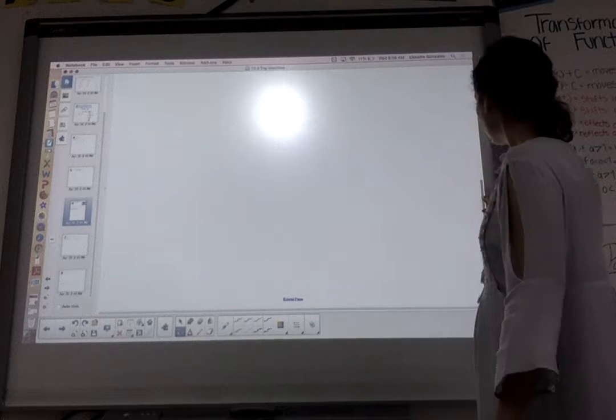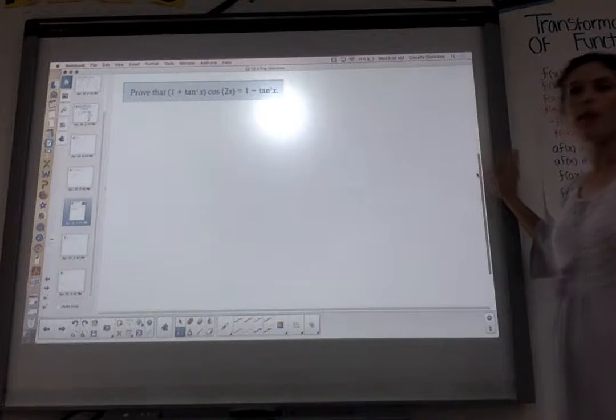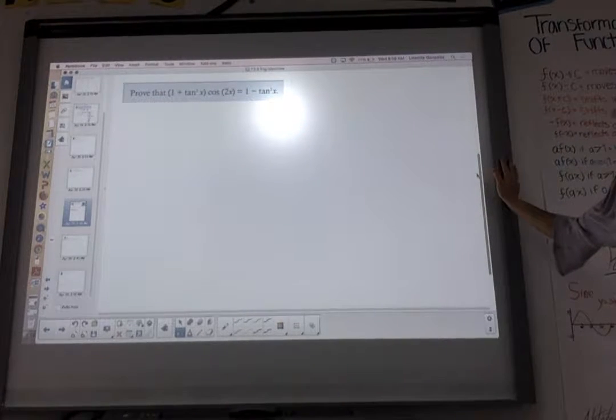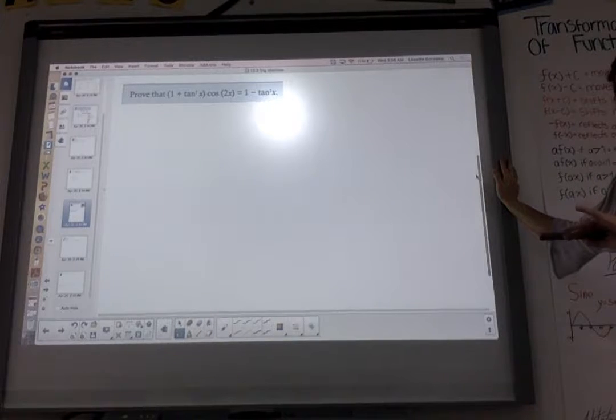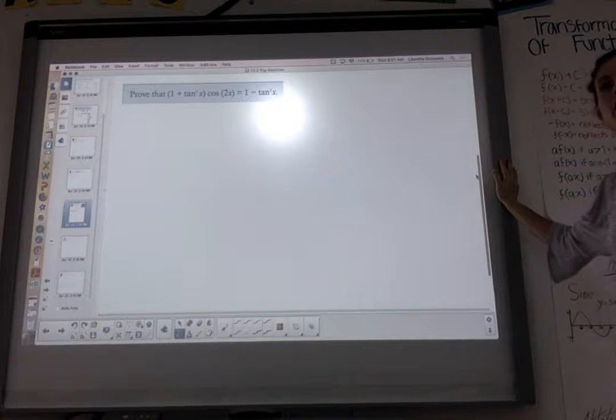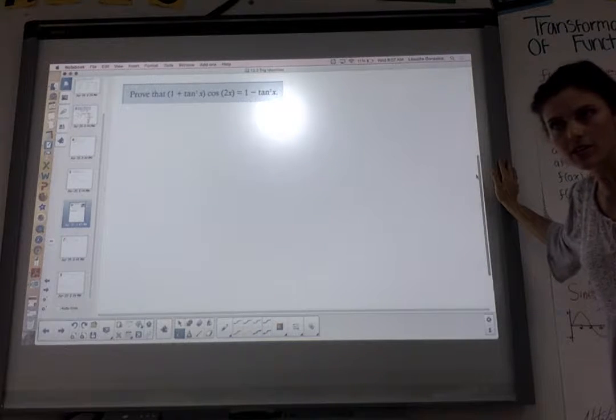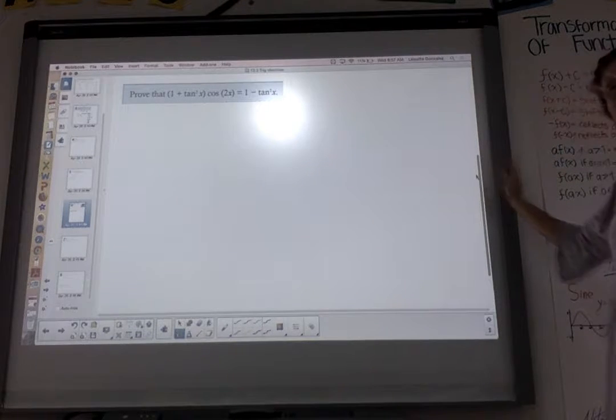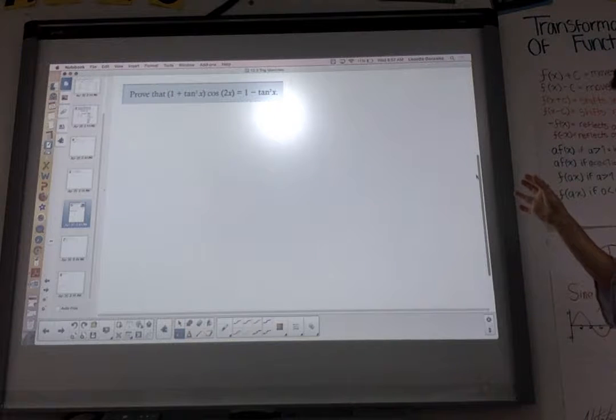Yes, mother. Okay. So guys, look at this next problem. It's also a little bit different. It says prove that the left side is equal to the right side. So you're not actually solving for x. Let me say that again. You're not solving for x. You're proving that the left-hand side is equal to the right-hand side.